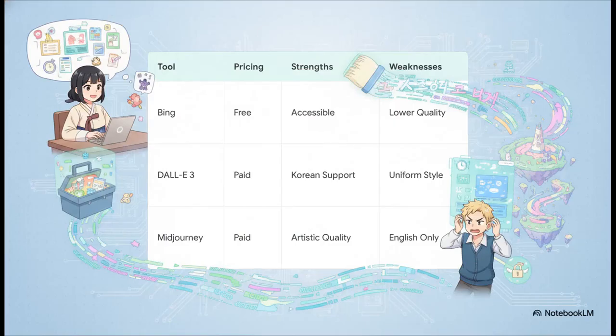But with all the options out there, which tool should you actually use? Well, here's a quick breakdown. DALL-E 3 is fantastic because it understands Korean text prompts beautifully, and it's highly consistent, though you usually need a paid subscription. Then you've got Midjourney, which offers unmatched, breathtaking artistic quality, but it requires English prompts and uses a slightly clunky Discord interface. So where should you start?